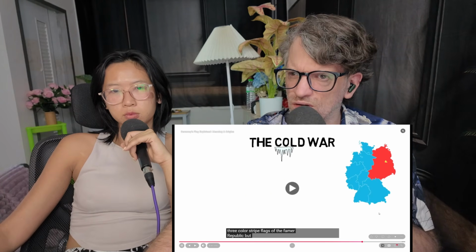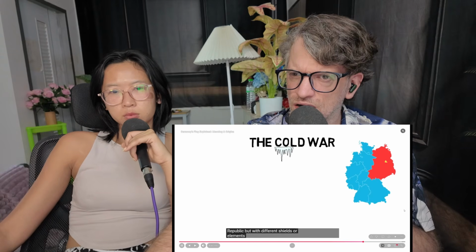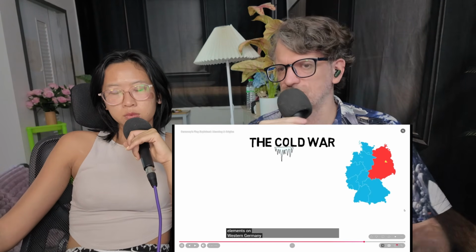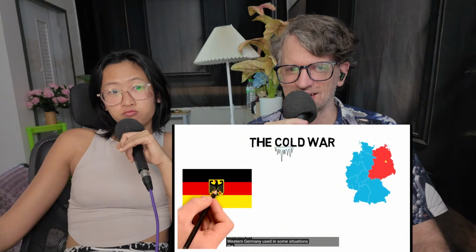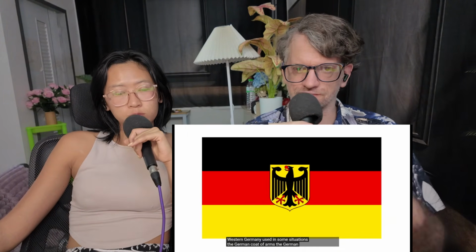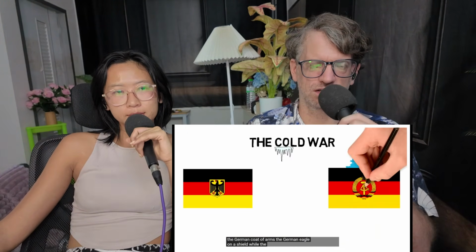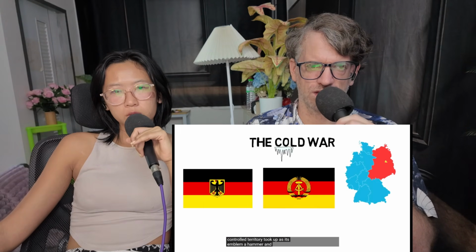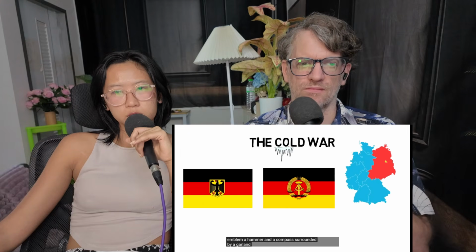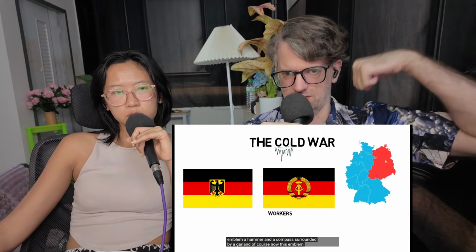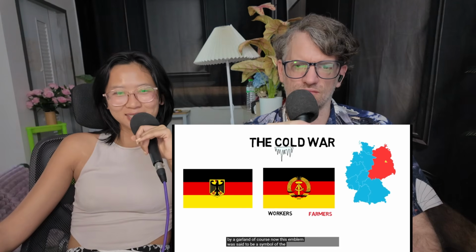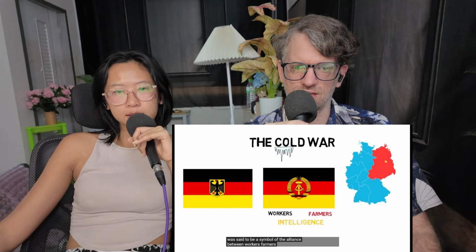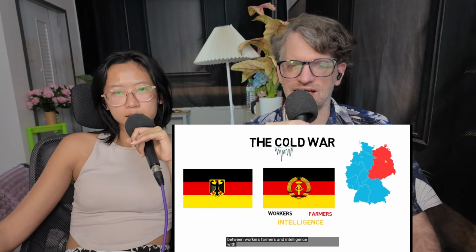But with different shields or elements on top of it. Western Germany in some situations used the German coat of arms, the German eagle on a shield, while the Eastern Soviet-controlled territory took up as its emblem a hammer and a compass, surrounded by a garland of corn. I like the eagle. Now, this emblem was said to be a symbol of the alliance between workers, farmers, and intelligentsia. That's bullshit.